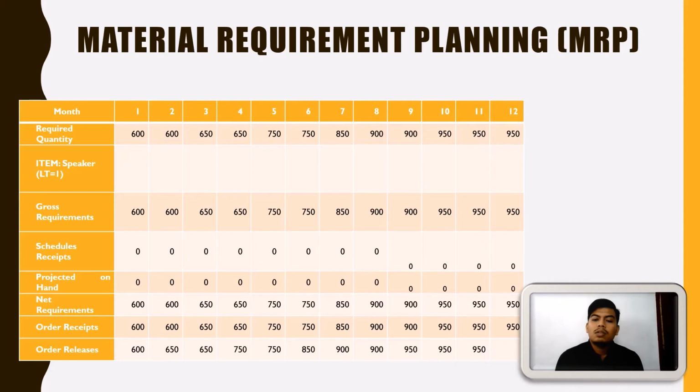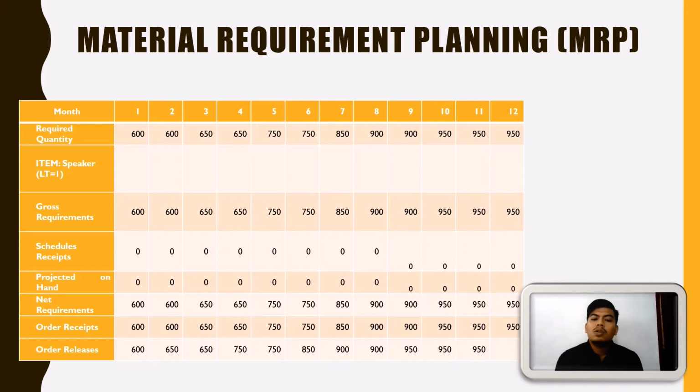Next, we will continue with the gross requirement. It will copy from the requirement quantity to the lower level, as we use the speaker as the full part for the overall MRP. The scheduled receipt is 0 for the beginning, and the projected on hand is 0 for the beginning because we don't have any inventory.